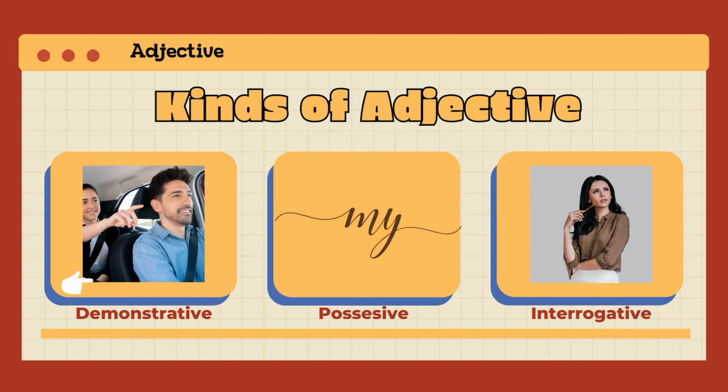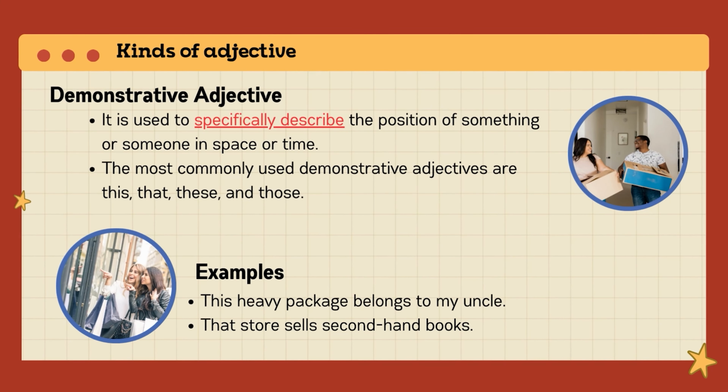Now we are here to the seventh kind of adjective, the demonstrative adjective. This adjective does not describe nouns or pronouns. Instead, they are used to specifically describe or tell the position of something or someone in space or time. The demonstrative adjectives are this, that, these, and those.